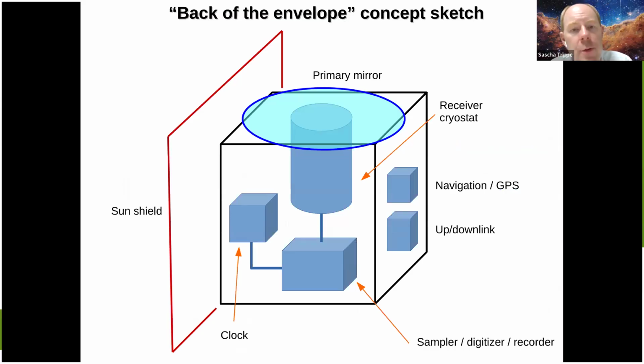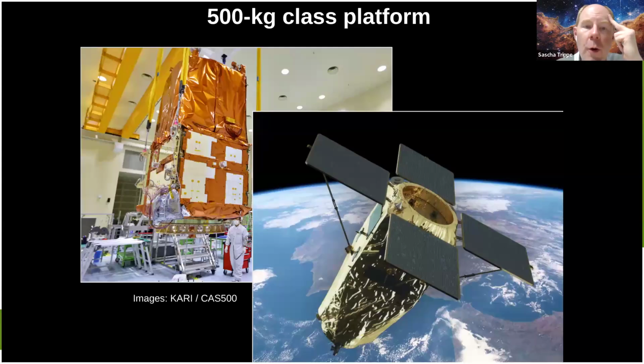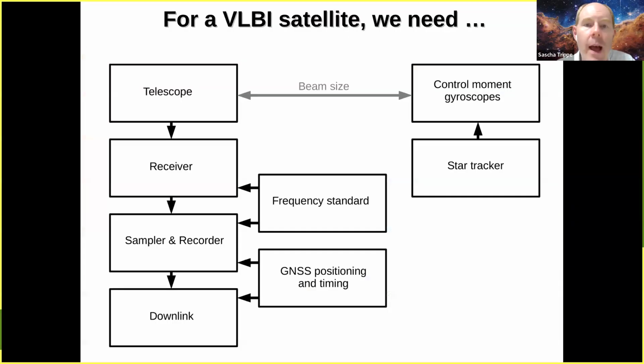now when it comes to designing this observatory, essentially we need to squeeze an entire radio observatory into a small satellite, into a few cubic meters. And how can we do that? First of all, we know that 500 kilogram class satellite platforms are very common. This is an example that was built in Korea, and there are multiple commercial companies around the world that could build this for you.